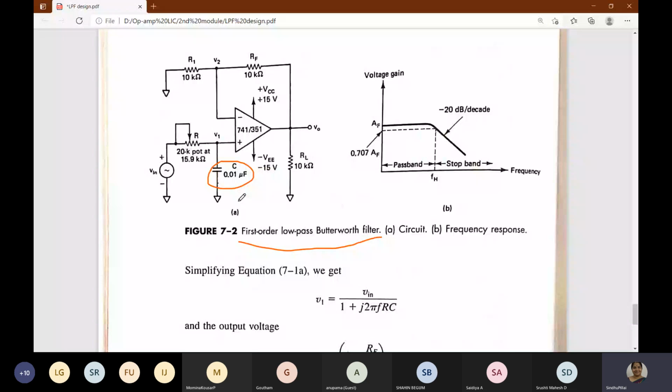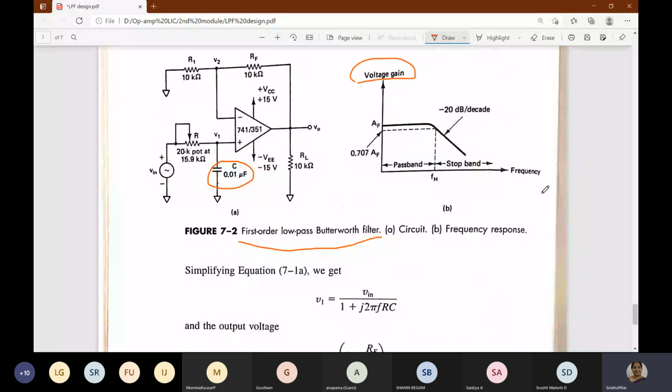We have seen already the frequency response of the low pass filter. This is the voltage gain versus frequency. We have a pass band which slowly decreases at 20 decibels per decade. What is this 0.707 part of AF? That is 3 decibels down. At 3 decibels down, F will be equal to FH, the cutoff frequency. That point I will show you.